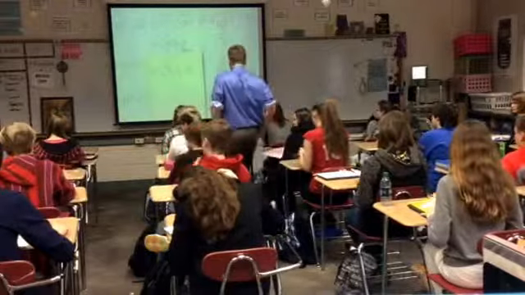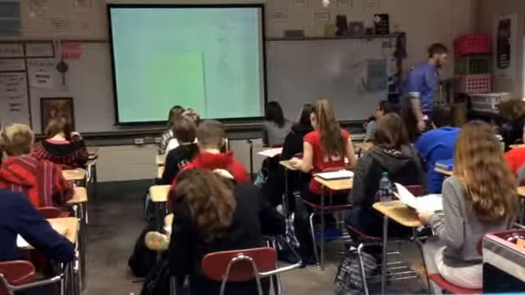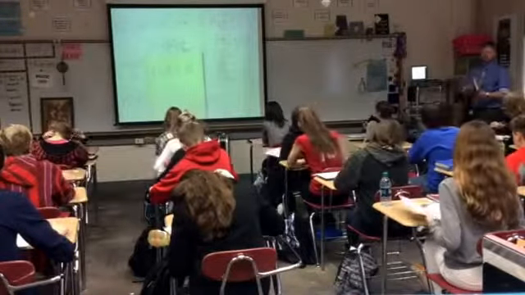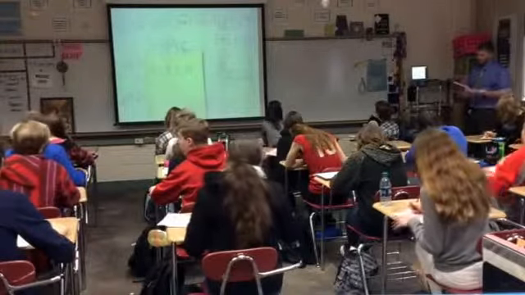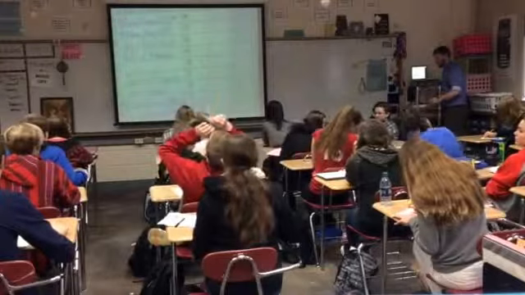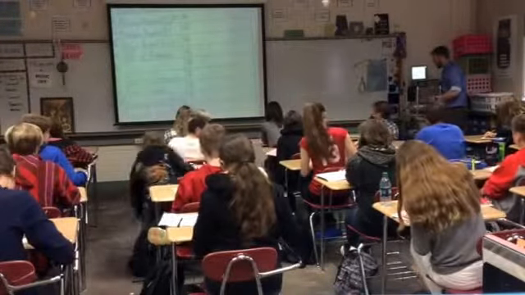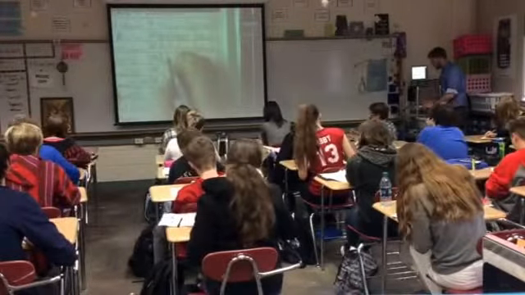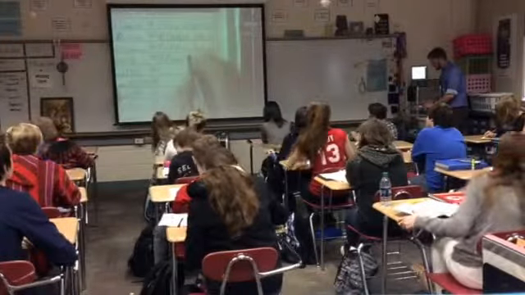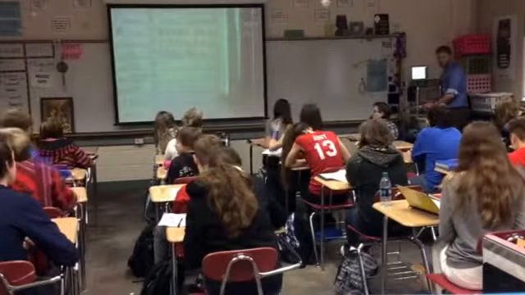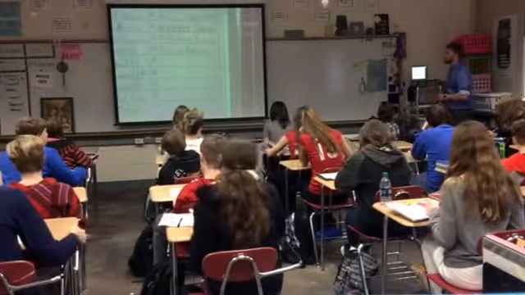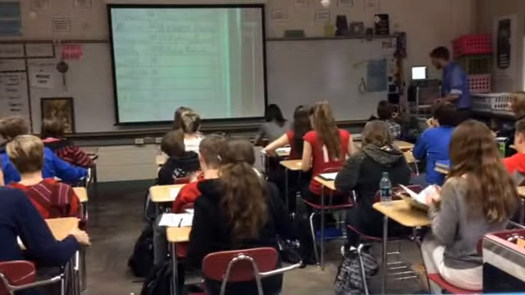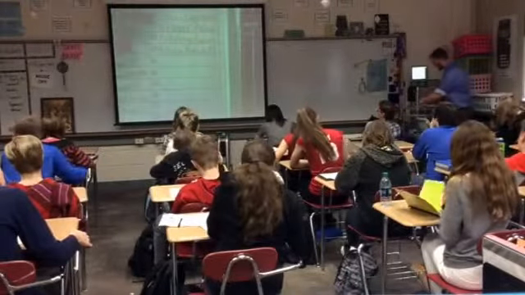So our notebooks are out, ready for notes. Open to the table of contents. In our table of contents, we're on page 64. We're doing multiplying radicals, part 2. Page 64, multiplying radicals, part 2. Flip on over to page 57 for our objectives.